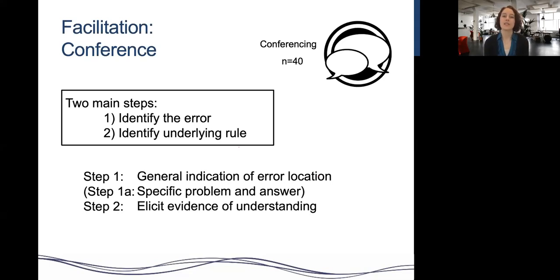So the next step is to elicit some kind of evidence of understanding. Do you know why we need to put the S on the end of this word, for example? Again, if the student could do that, great. If not, the teacher would provide an explanation. Now, the point of this was to keep it short and snappy and keep the conferences moving along.